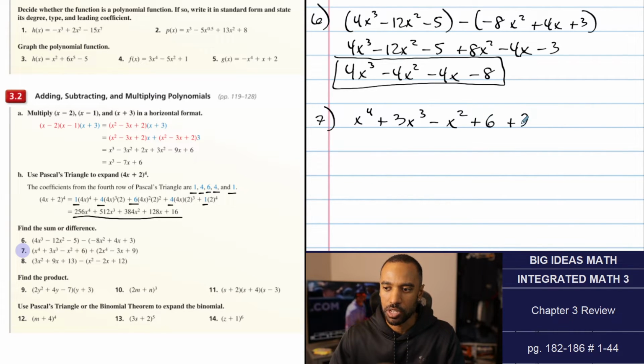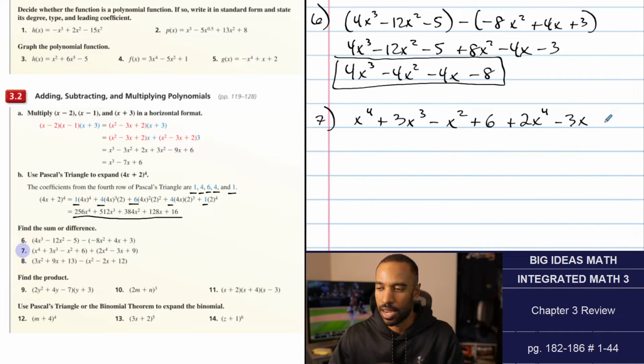So adding a positive will be addition. Adding a negative will be subtraction. And adding a positive is addition. So rewrote without parentheses as the problem's already copied down there to begin with. Now we combine like terms.